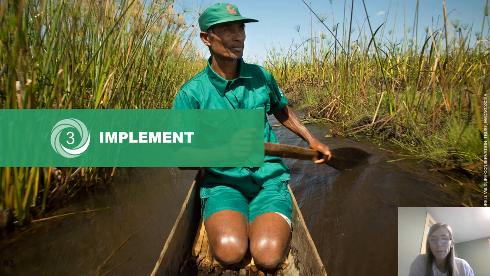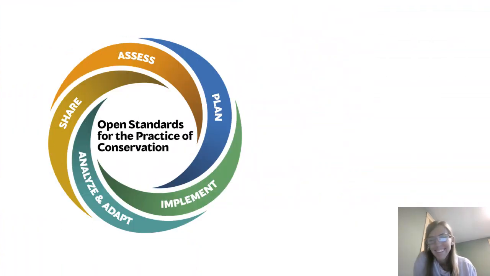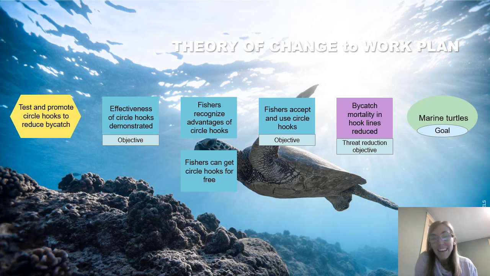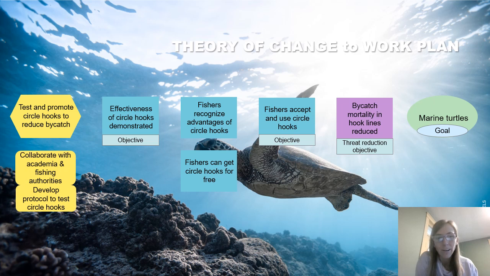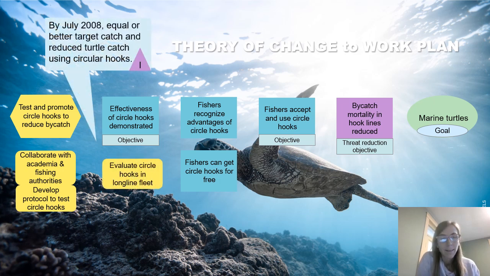So now we're at the point where we want to implement our project. So in the phase of implementing, we might look at our theory of change. Again, we know what our strategy is, but we have to identify really what the steps are for implementing. So our strategy might mean that we're going to collaborate with academia and fisheries to develop a protocol to actually test circle hooks. And in doing so, we want to be able to evaluate circle hooks in long line fleets and really be able to articulate what that goal looks like in a smart way. So by July 2008, equal or better target catch and reduced turtle catch using circular hooks.